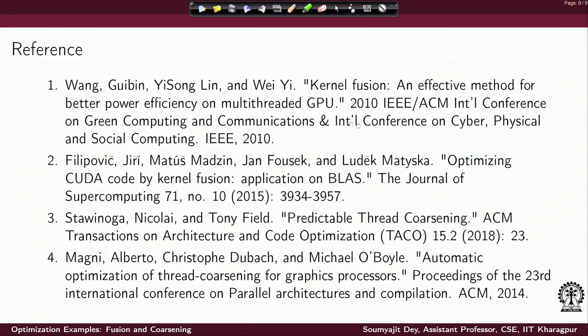And here are some of the important references which we used for this lecture material. This is a reference on kernel fusion which we extensively used. Then the second reference on kernel fusion; some of them are quite recent papers actually, and the thread coarsening part was almost entirely taken from this predictable thread coarsening paper which appeared very recently. And of course this is another paper on optimizations with respect to thread coarsening, right.